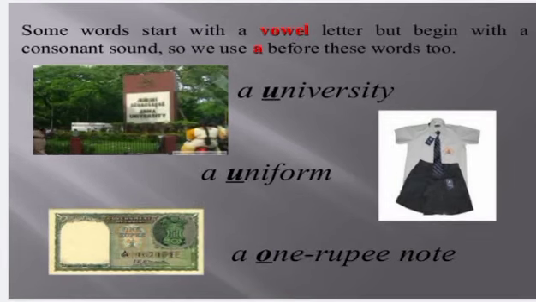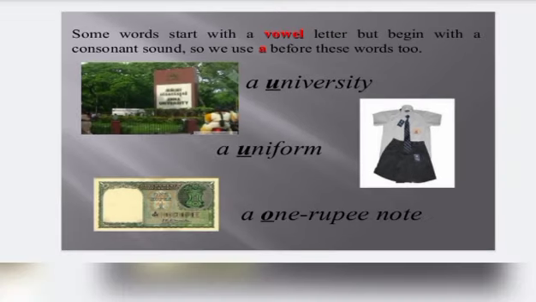A uniform. U is a vowel letter, but uniform begins with a consonant sound. So we use a before these words too. A one rupee note. Here, O is a vowel letter but the word begins with a consonant sound. So we use a before these words too.